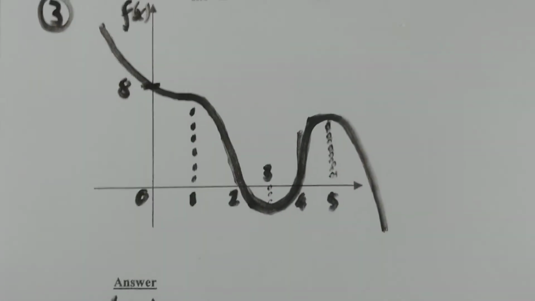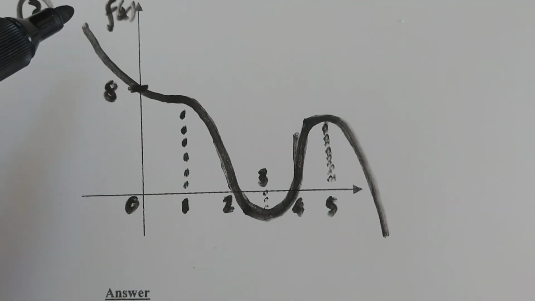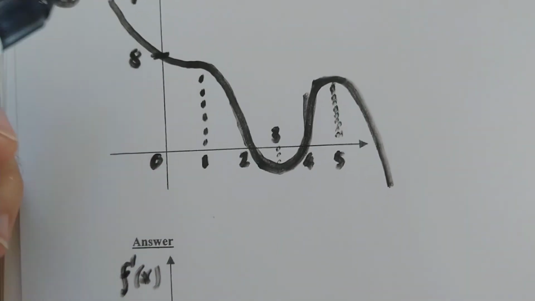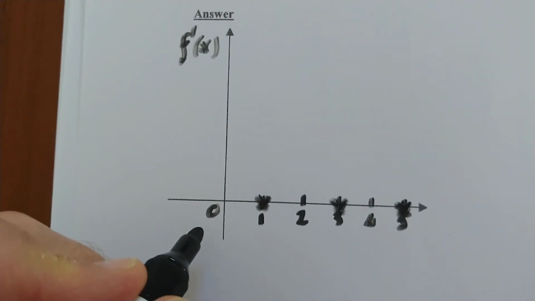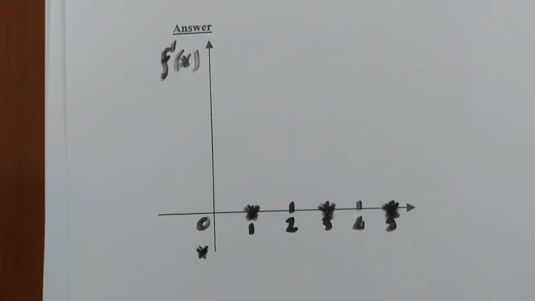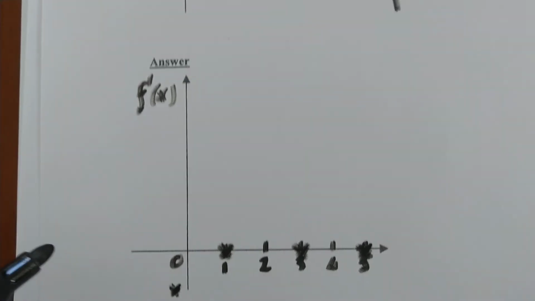What else do I know? To the left of this stationary point, the gradient is negative. So I'll just mark a point below the x-axis because my y value is negative.